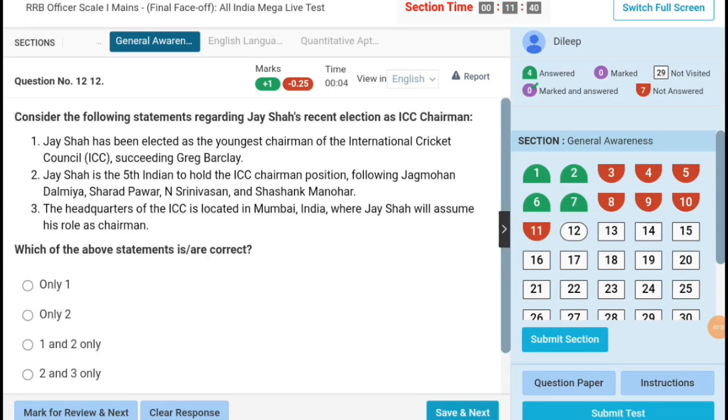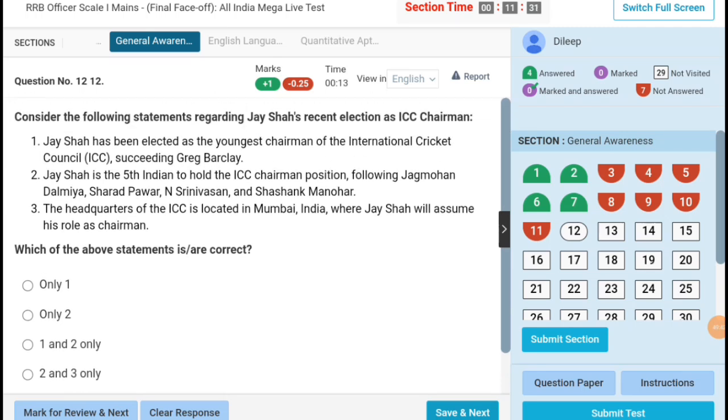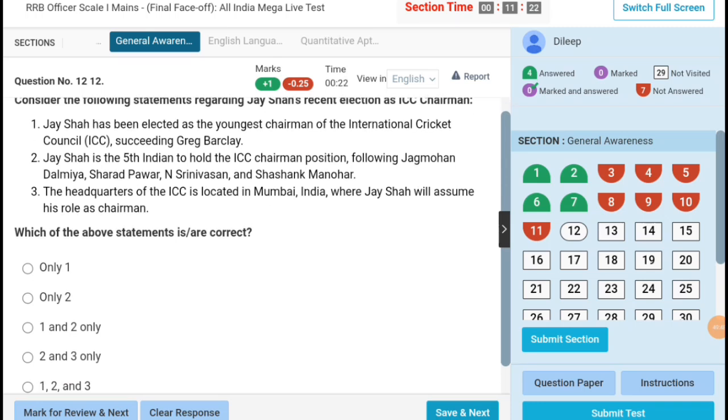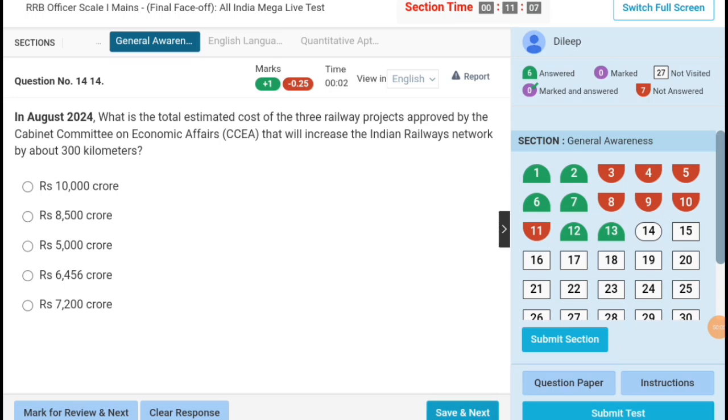Jan Sahayak. Chairman. 1 and 2, I think. Indian Institute of Foreign Trade. I think external affairs. In August.